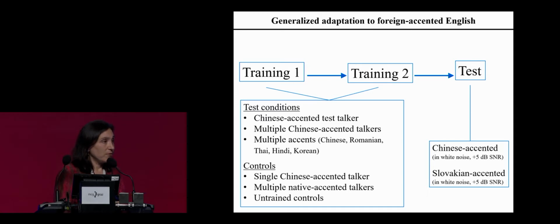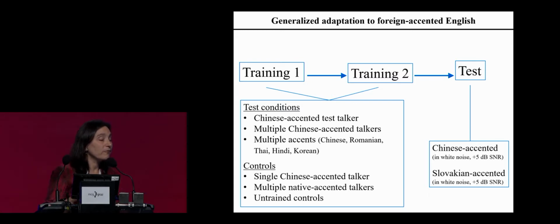The second training condition exposes the listeners to multiple Chinese-accented talkers. So here they're hearing Chinese-accented English as produced by five different Chinese-accented talkers, none of whom is the Chinese-accented talker that they will be exposed to during test.